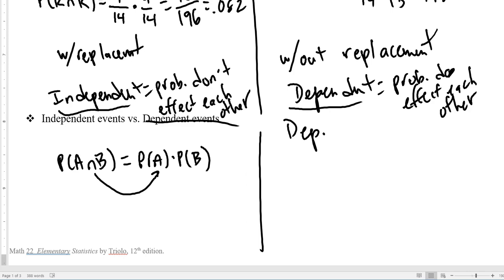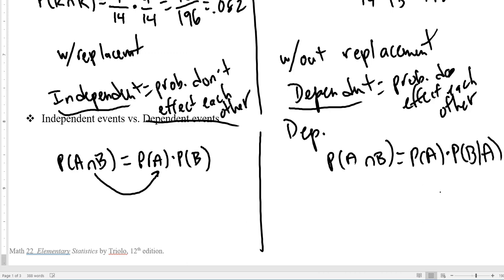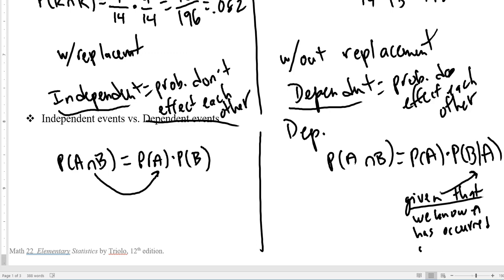If they are dependent, then the probability for A and B becomes a little different. It is still the probability of A, but we multiply it by the probability of B, given that A has occurred. Some of you are freaking out. You have not seen this before. This stands for "given that." All that means is given that we know that A has occurred or is true.